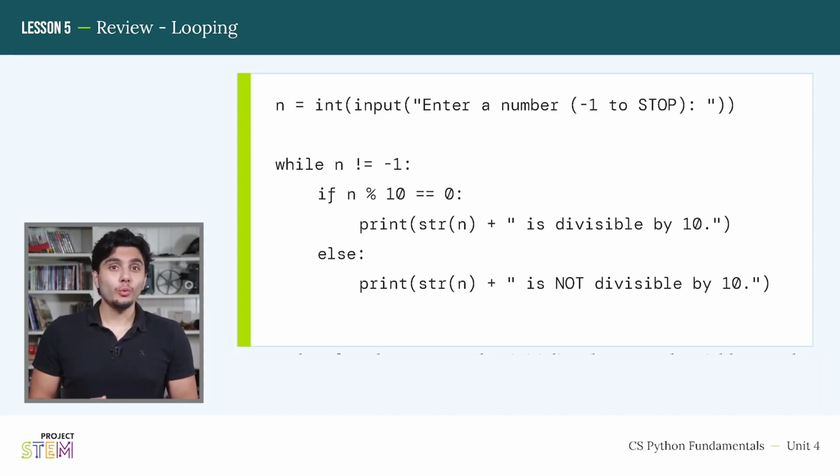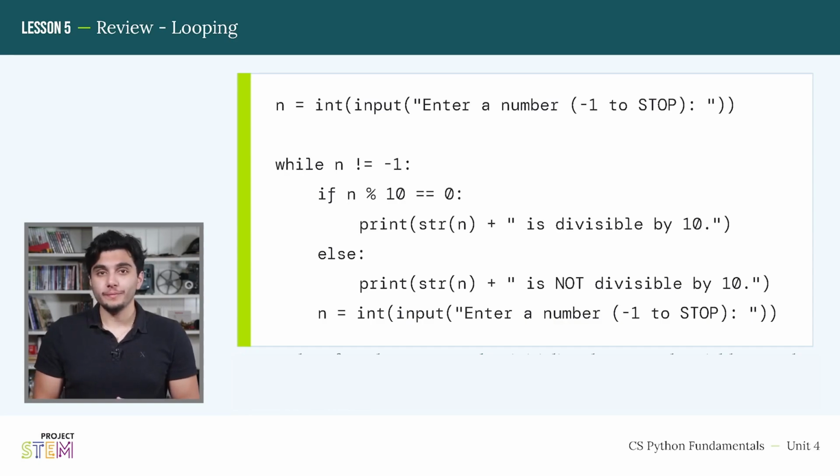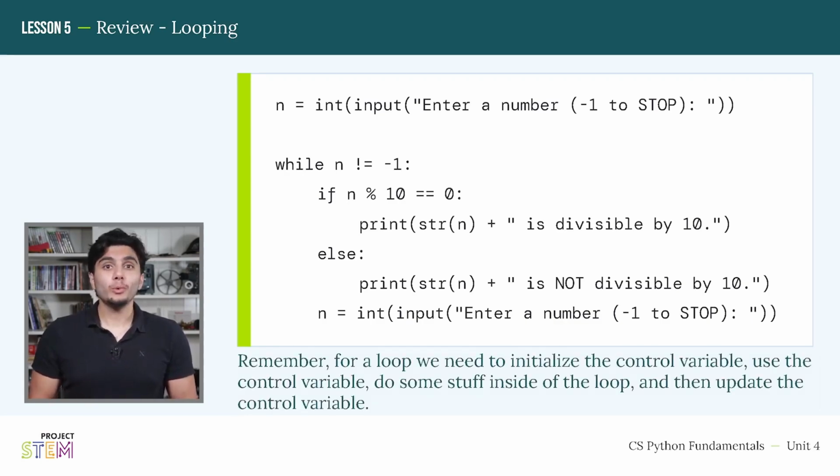Then to end the loop, we need to prompt the user for a new number. Remember, for a loop, we need to initialize the control variable, use the control variable, do some stuff inside of the loop, and then update the control variable. We have all of those pieces, so this code should be ready to test.